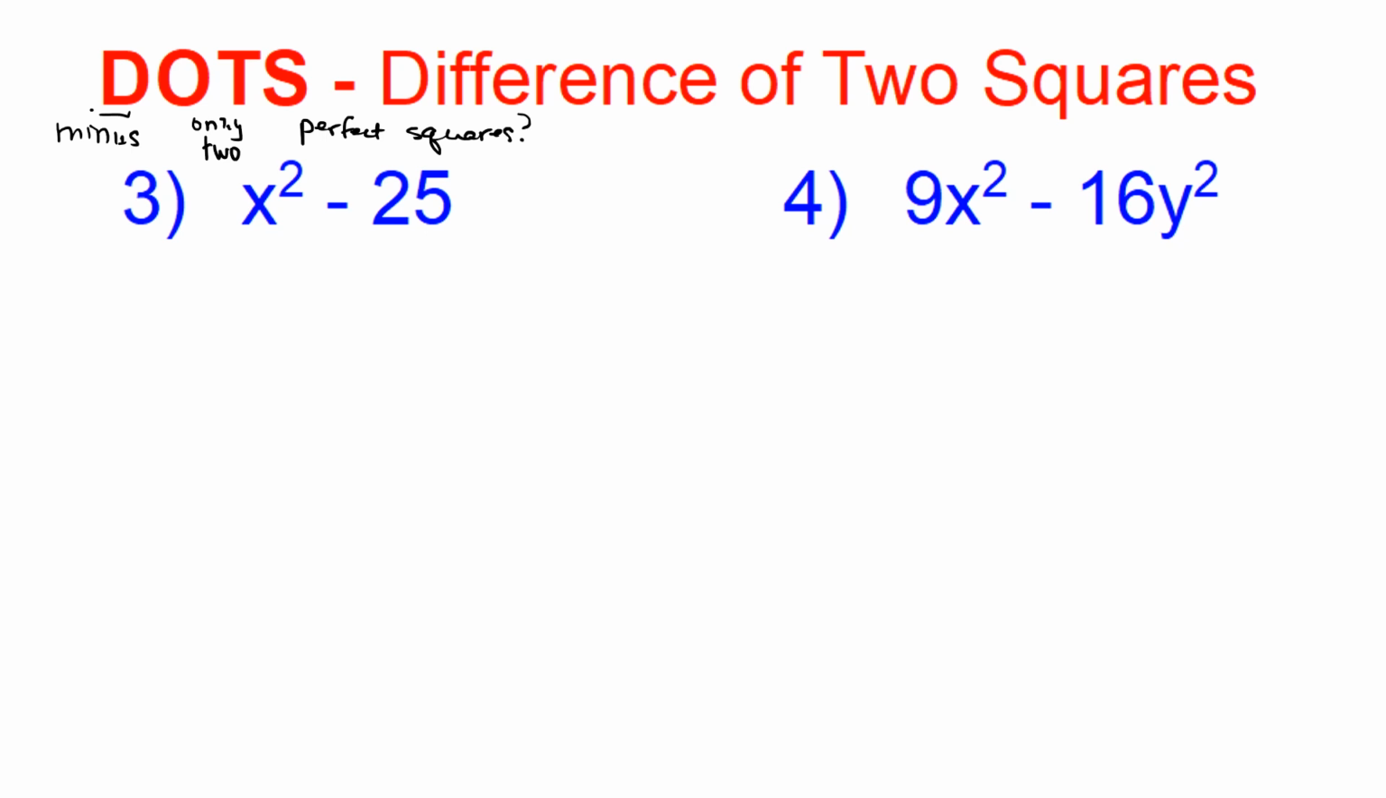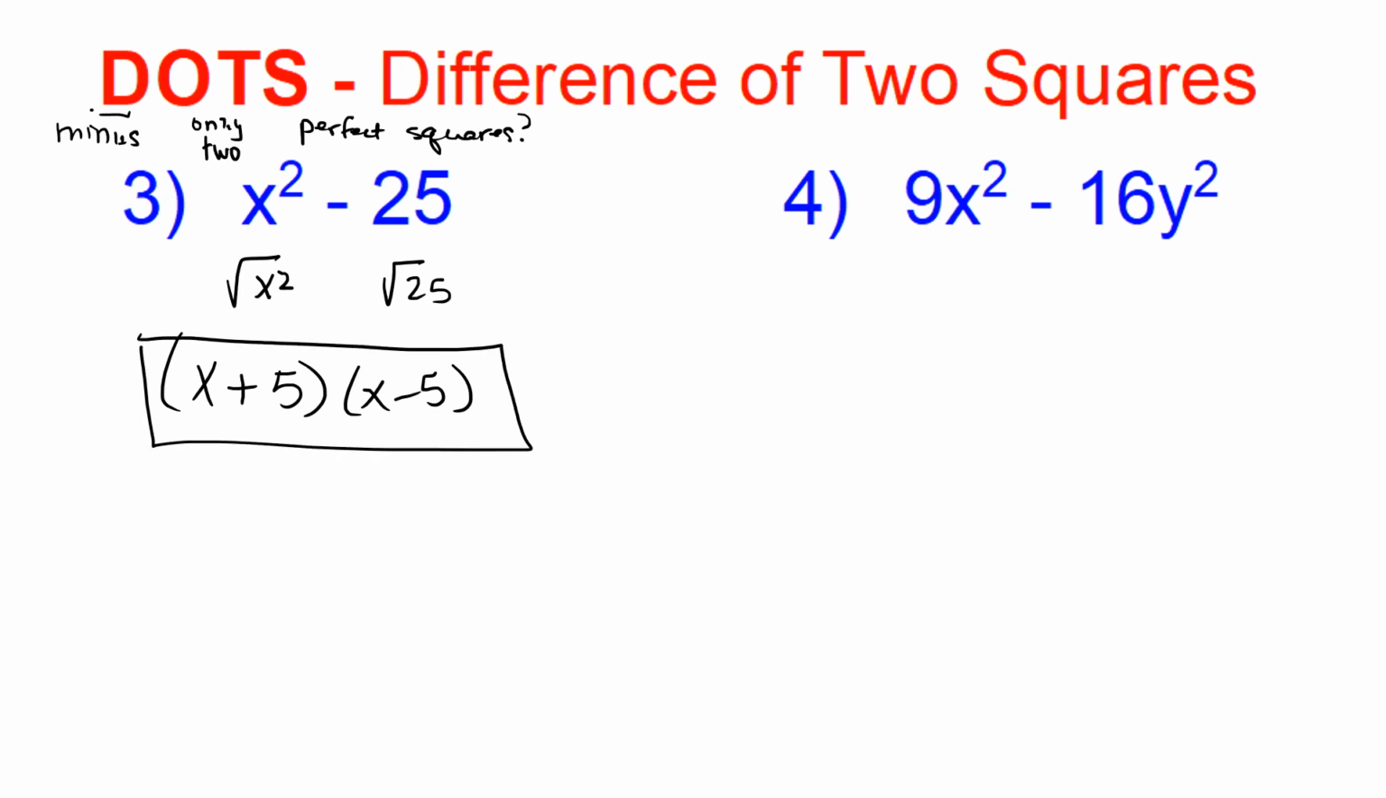X squared minus 25. Do I have a minus sign? Yes. Do I only have 2 terms? Yes. And can I take the square root of x squared? Yep. Can I take the square root of 25? Yes. So we're going to have an x plus 5 and an x minus 5 as my 2 factors. There you go. All done. I know most of you guys probably recognize that and just flew past it.